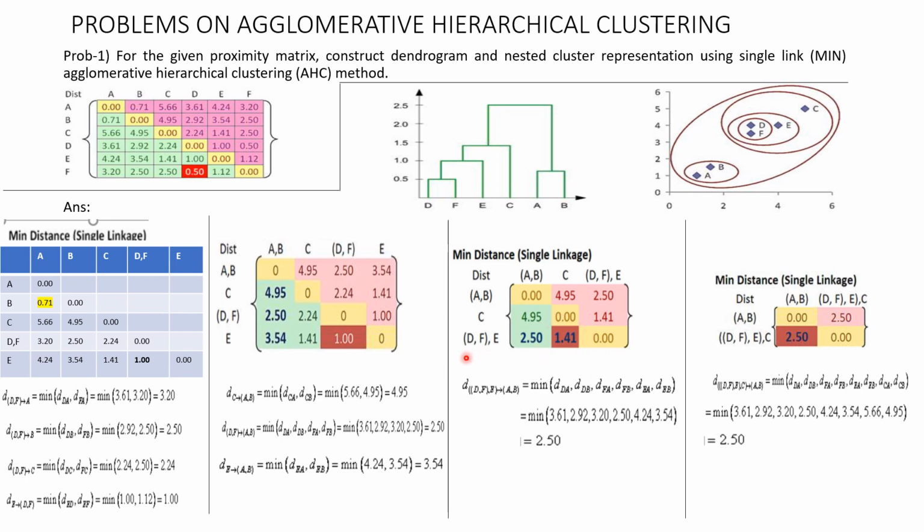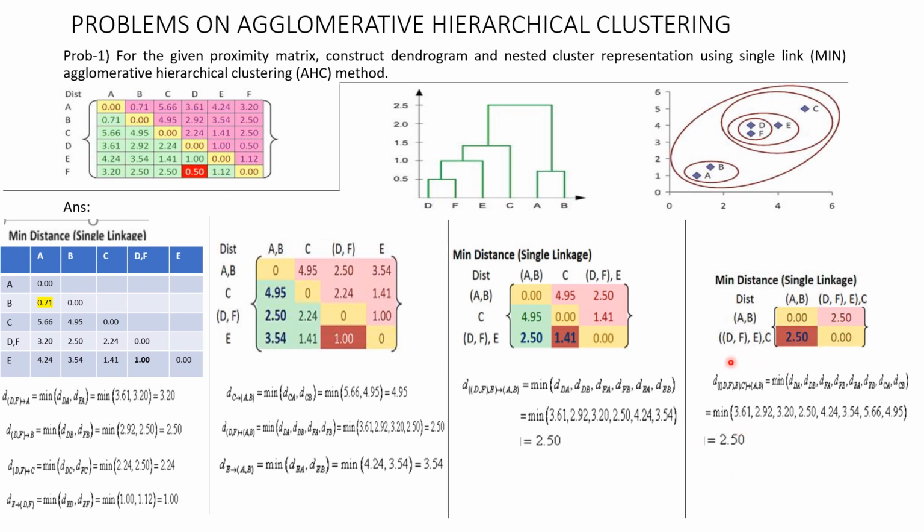So you merge D comma F comma E with C. So you'll get it like this, D comma F comma E with C. Now how do you calculate the distance of D comma F comma E comma C to A comma B? It is nothing but the minimum of D to A or D to B or F to A or F to B or E to A or E to B or C to A or C to B. You get it from the original matrix and the minimum is 2.5.